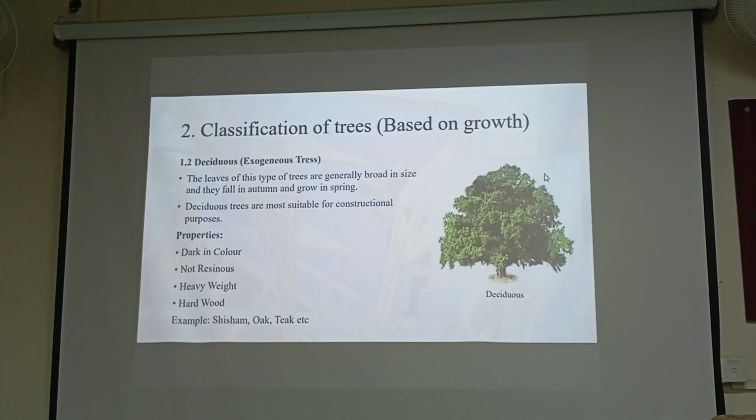Deciduous trees are those trees which shed their leaves once or twice in a year, and these are mostly suitable for construction purposes. In our country, most of the trees are deciduous trees. How can we recognize deciduous trees? They have dark skin, are not resinous, have heavy weight, and are also called hardwood. Examples can be sesame, oak, teak, etc.